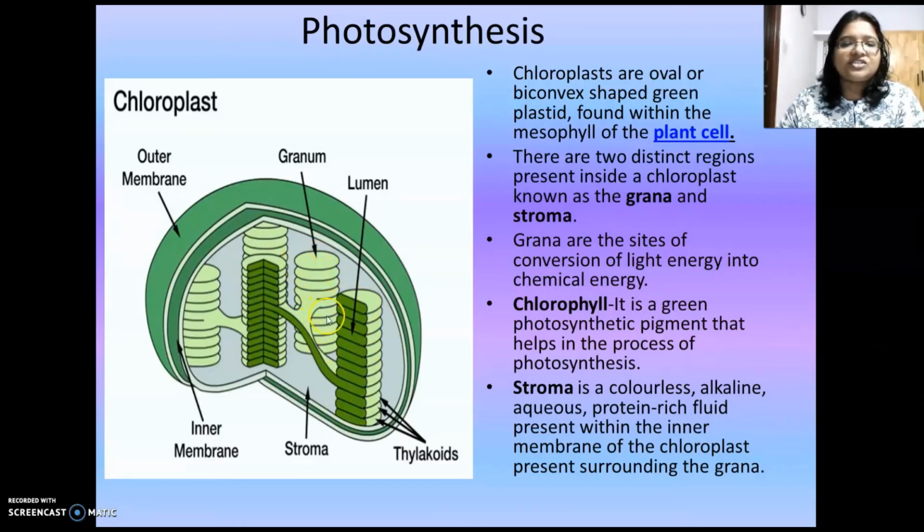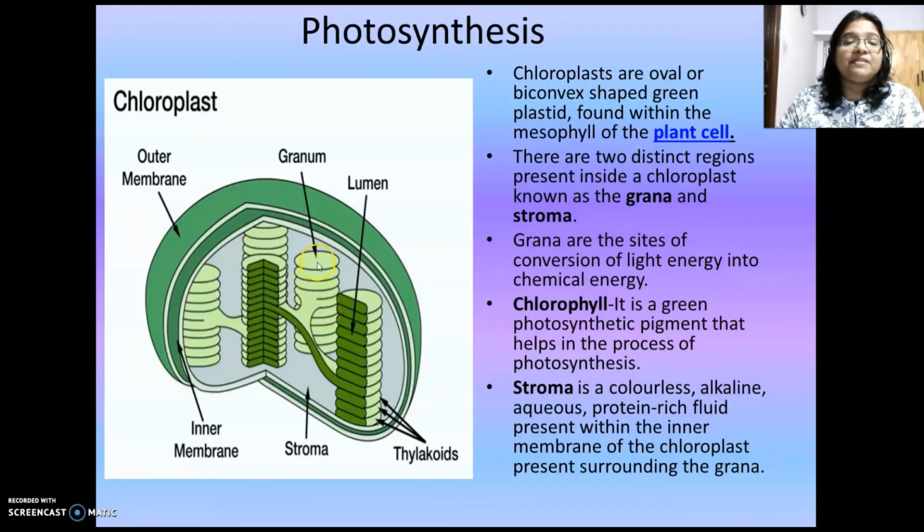Each coin-like structure, we call a thylakoid. Thylakoids are arranged one above the other, and it forms a granum. See, this is a single granum. The plural form is grana. See, these all are grana. You should know that each granum is made up of many thylakoids, which are arranged one above the other, like a pile of coins.